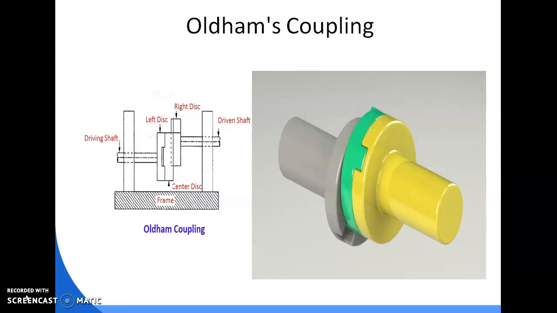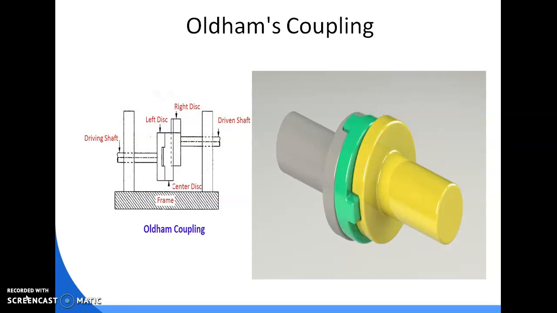The two shafts are link 1 and 2. Suppose the left disc is link number 1, the right disc is link number 2. The central disc is link number 4, and the fixed frame is link number 2. So link 2 is fixed.